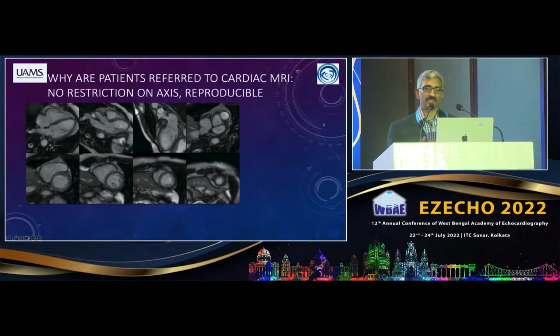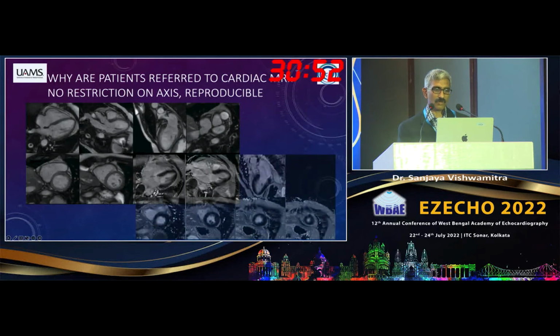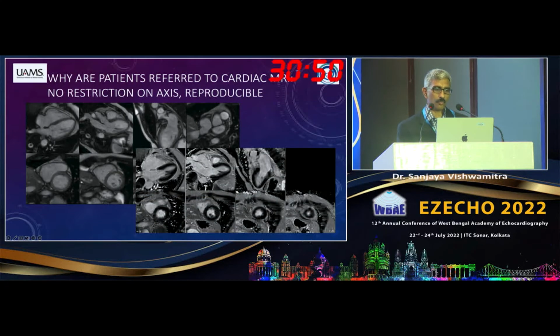So why are patients referred to cardiac MR? One of the reasons is reproducibility. These are not cine images. This is just reproducibility of the axis. I'm showing you the 4-chamber, the 3-chamber, the 2-chamber, and also the different short axis views that you get. And these cine views are identical to that of the delayed enhancement views. So you can do one-to-one correspondence of each of these areas to look for abnormalities within the different areas.